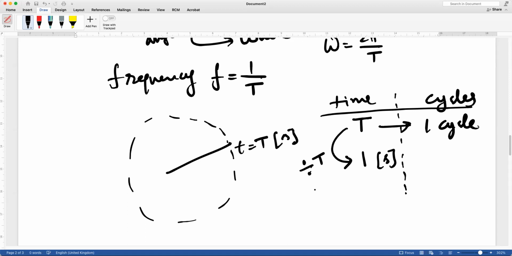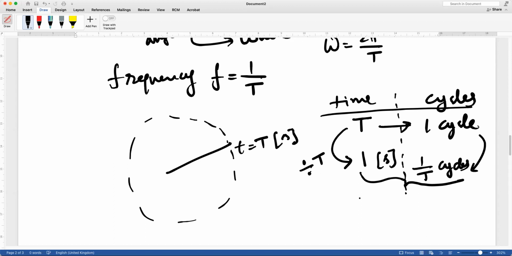Divide by t. Yes, as they are related, we need to do the same mathematics on the other side. Divide by t, it will be 1 over t cycles. You get that? So this quantity relationship is a very beautiful one.